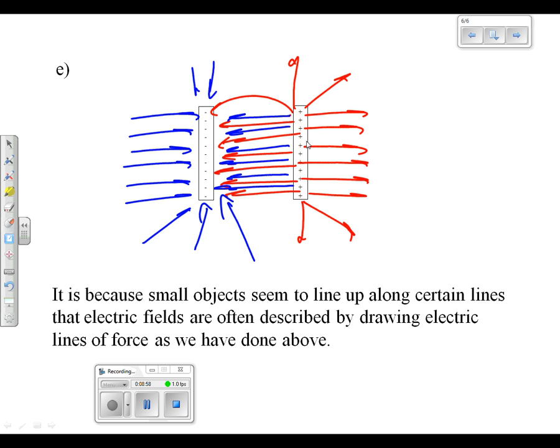Okay? It's because small objects seem to line up along certain lines that electric fields are often described by drawing electric lines of force, as we've done above. This is a classic example. Let's think way back to those first couple weeks. This is a scientific model, a physical way of describing something that we can't really see. Trying to bring it all back full circle to that first month.